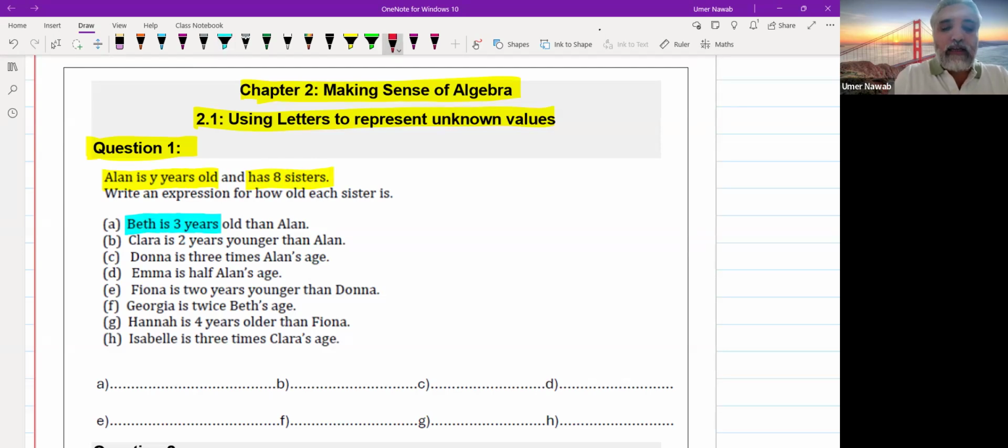So now I need to write it in algebraic form. Alan is Y years old and Beth is 3 years older than Alan. So it means I have to add. So Y plus 3 is a correct statement, or 3 plus Y. Both statements are correct.